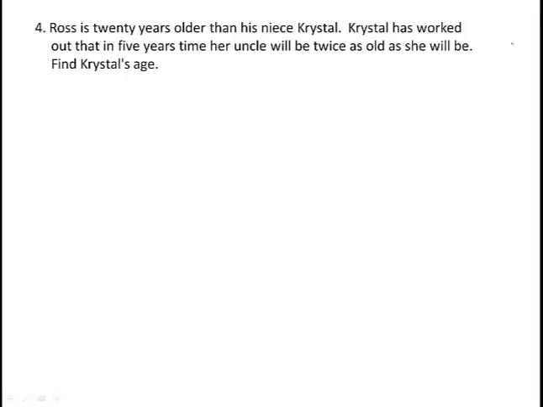For some questions, it's helpful to set up a table to assist in constructing the equation. We're told that Ross is 20 years older than his niece Crystal. Crystal has worked out in 5 years' time her uncle will be twice as old as she will be, and we need to find Crystal's age. So we'll let Crystal's age be x years. If her uncle Ross is 20 years older than she is, then his current age is x plus 20 years.